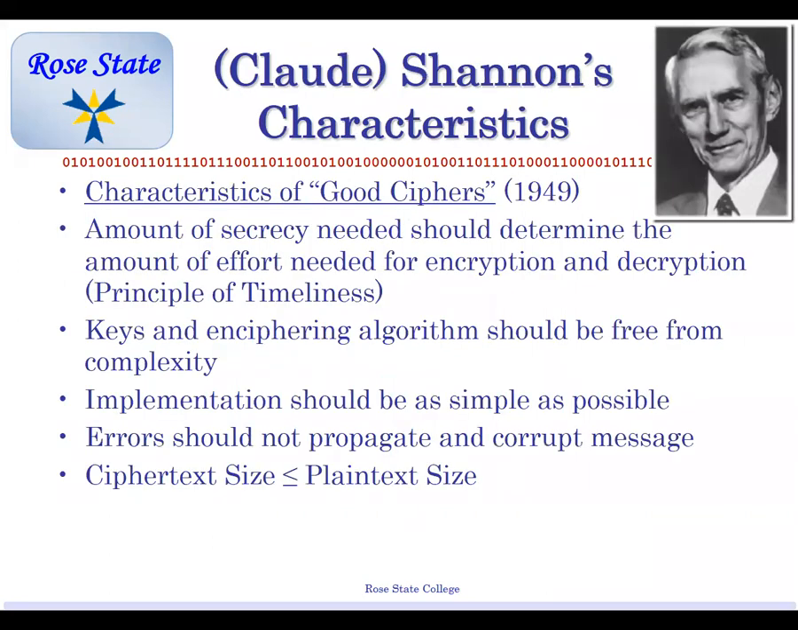All right. Claude Shannon. I actually read 2 different books about him. Amazing man. He wrote Characteristics of a Good Cipher, which I've not been able to get a copy of yet. It's not a book. It's his master's thesis. That's the paper that's mentioned in the crypto book. I want to find that. I just haven't got it yet. I keep forgetting to go to the library and get it. It says the amount of secrecy needed should determine the amount of effort needed.